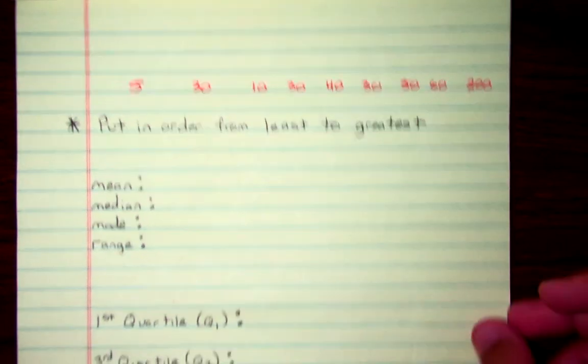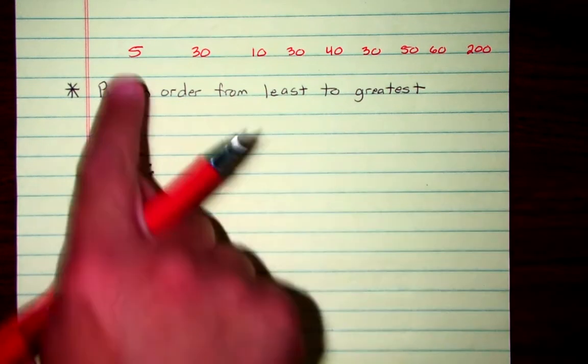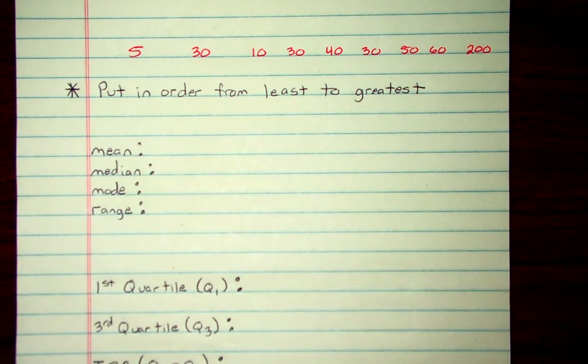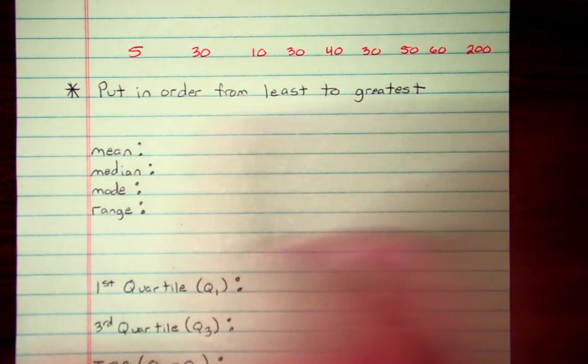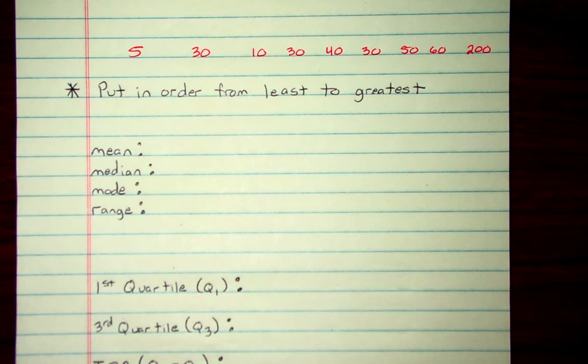Alright, so here's the example I made up. Here are the data numbers that we are given. The first step, always, put the numbers in order from least to greatest. So let's go ahead and do that.